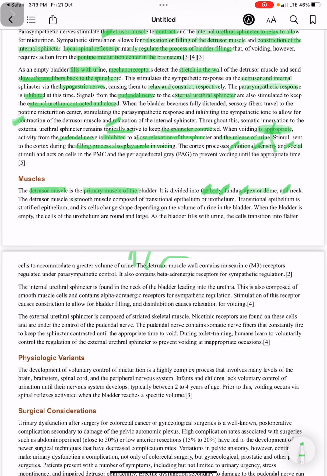So the detrusor muscle is a smooth muscle, composed of transitional epithelium or urothelium. So transitional epithelium is a stratified epithelium, and its cells change shape depending on the volume of urine in the bladder.